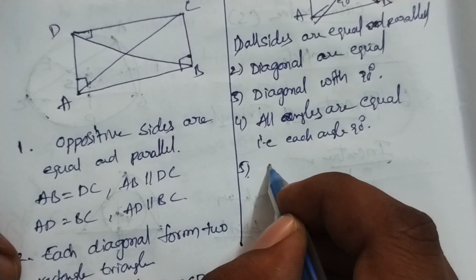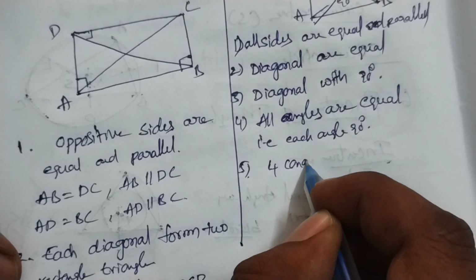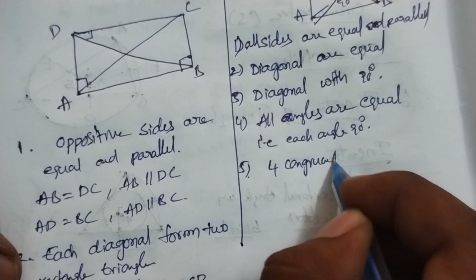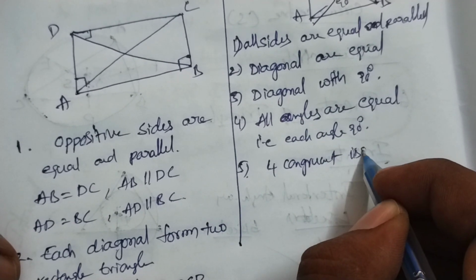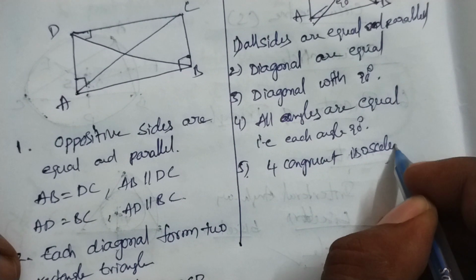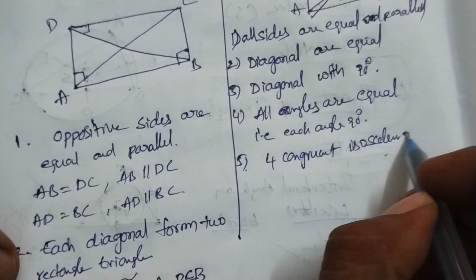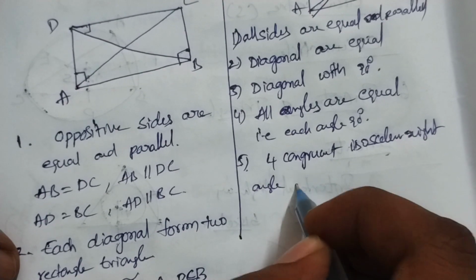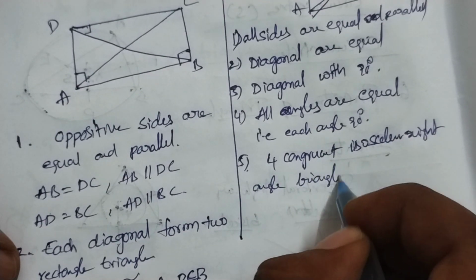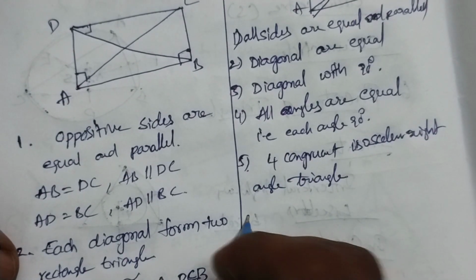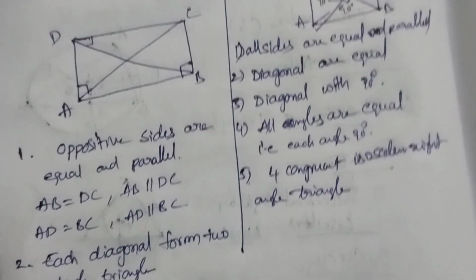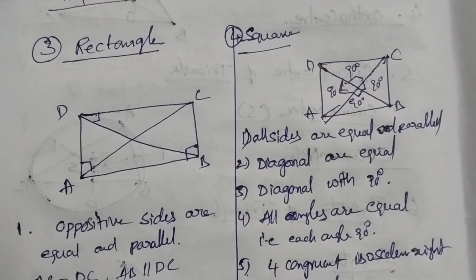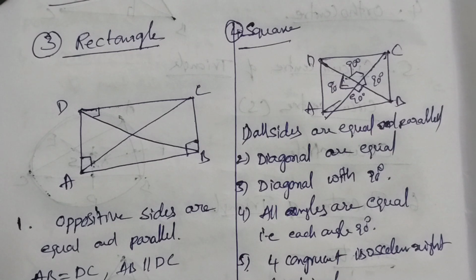Next, fifth point. The two diagonals divide the square into four congruent isosceles right-angled triangles. So this is about today's video.